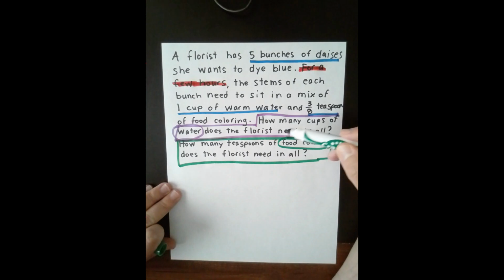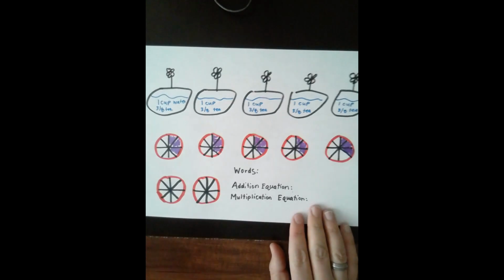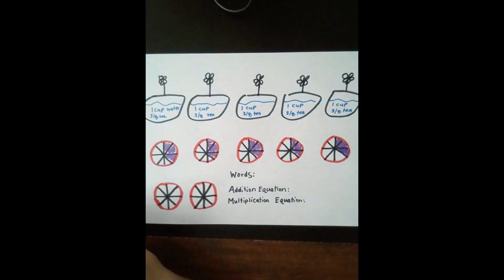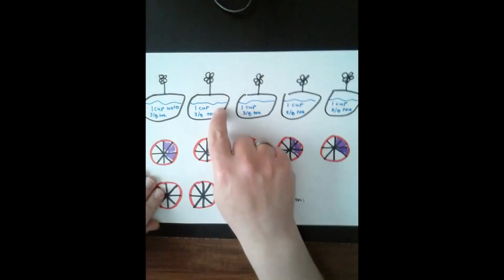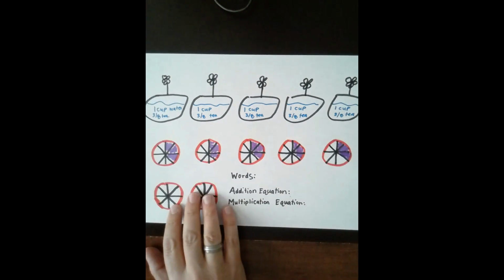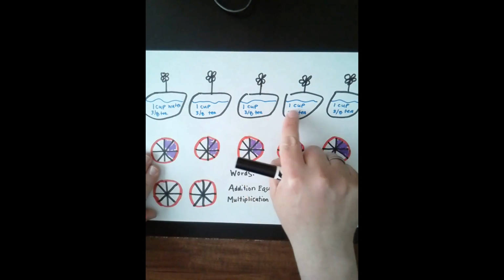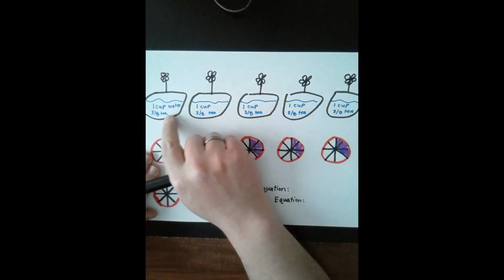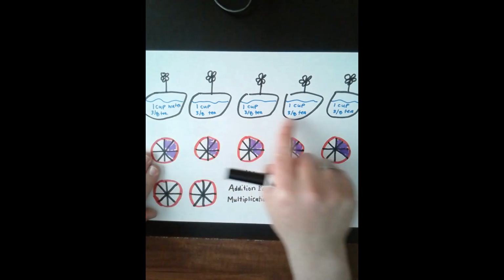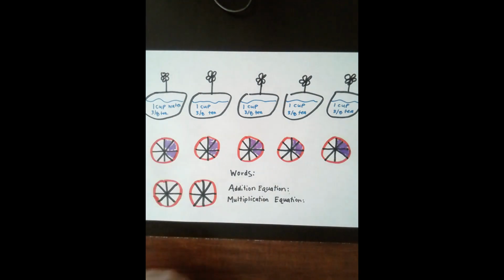One question is about how many cups of water does she need, and how many teaspoons of food coloring do they need. All right, so again, I drew a picture to help us visualize this problem. So we have here our 5 bunches of daisies. 1, 2, 3, 4, 5 bunches of daisies. I only drew 1, but let's pretend there's a bunch there. Now, she needs 1 cup of water per bunch, and she also needs 3/8 teaspoon of dye, food coloring, per bunch. So again, we wanted to know how many cups of water.